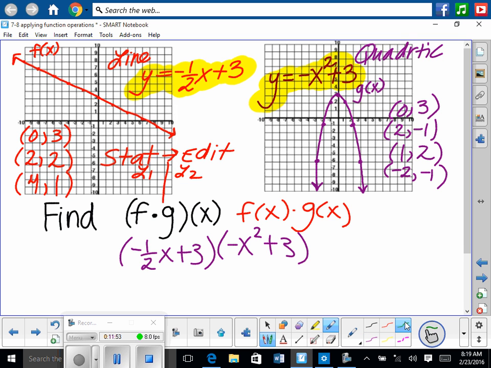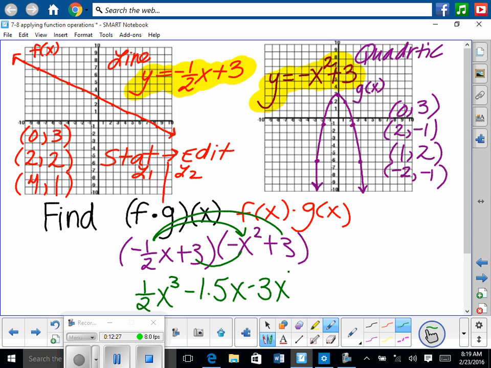Okay, so then we would distribute. So help me out here. Negative 1/2 x times negative x squared. Positive 1/2 x what? Cubed. Is everybody comfortable with that? And then negative 1/2 x times positive 3. So if you don't know, type in your calculator. What is negative 0.5 times 3? So minus 1.5x. Good. And then 3 times negative x squared is negative 3x squared. And then positive 3 times positive 3 is plus 9.